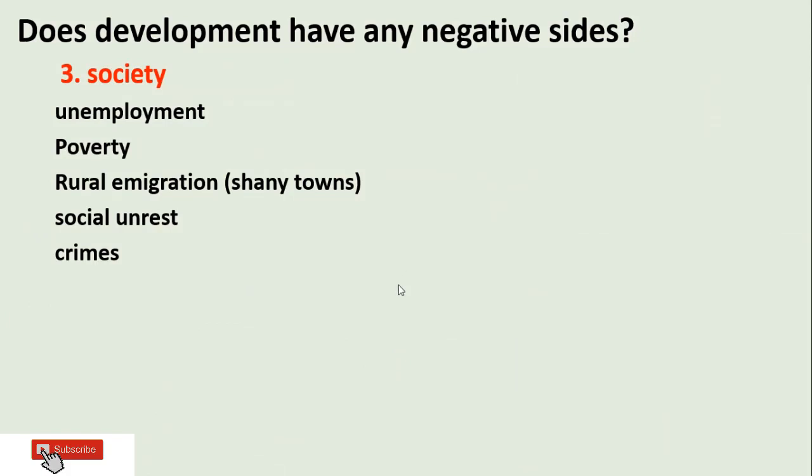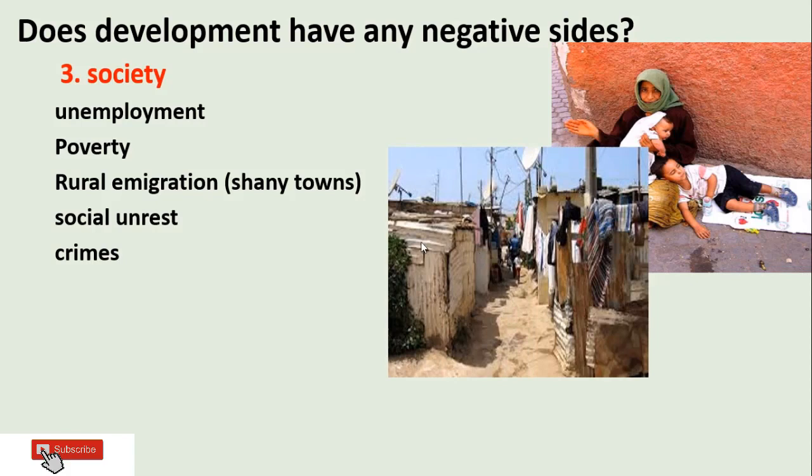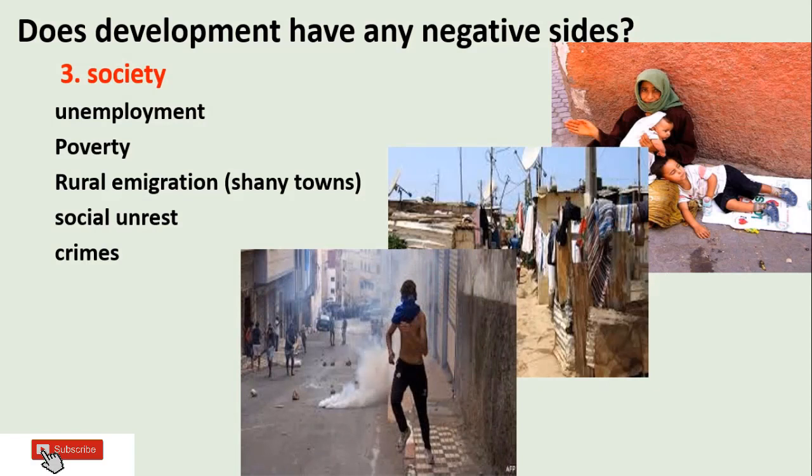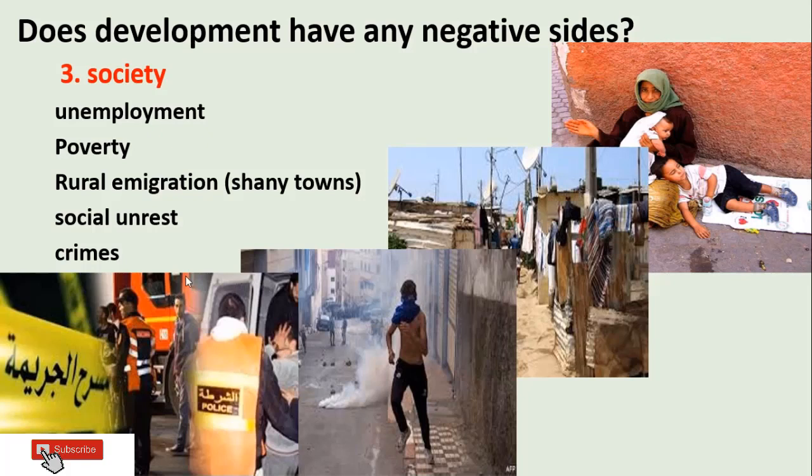For society, we have problems. For example, poverty, unemployment, shanty towns that result, most of these result from rural immigration, because there is social injustice, غياب العدل الاجتماعي, social unrest. There is no social stability, الاستقرار الاجتماعي, and then crimes, الجريمة. Okay, so these are some problems that may face development at the social level. بعض المشاكل التي قد تعترض التنمية على مستوى المجتمع.